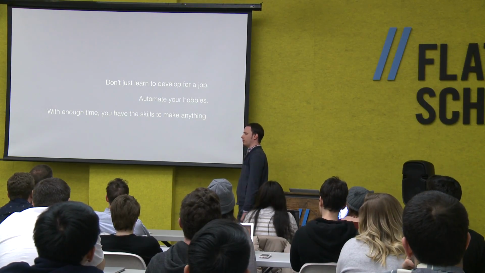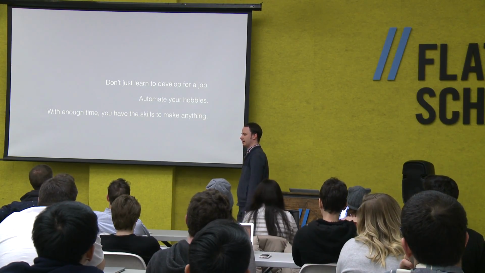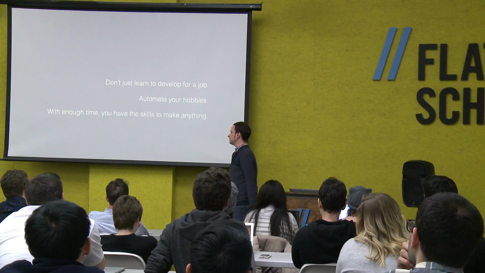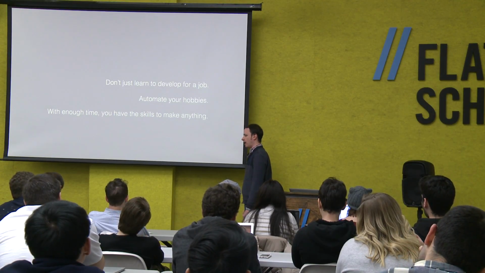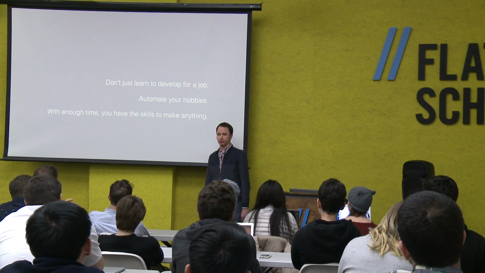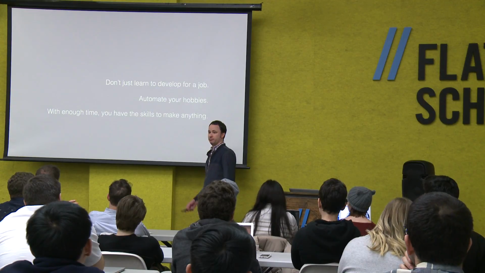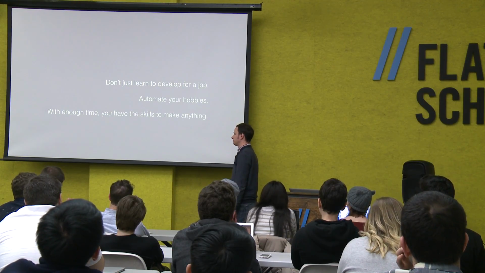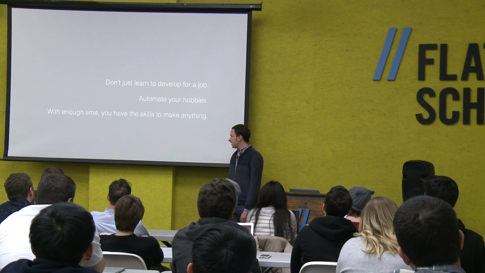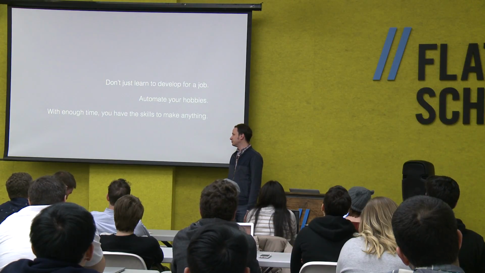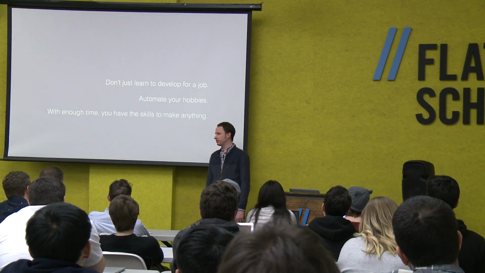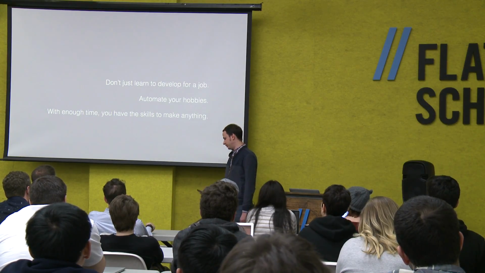So the cool thing about being at Flatiron and learning everything there and going out in the world and getting a job is that it doesn't stop at the job. I've been able to make applications for literally every single one of my hobbies. I've made apps for poker, I've made apps for geocaching, I've made apps for a bunch of cool stuff. So automating your hobbies is something that I would totally encourage all of you to do. And I always think about this, with enough time, you have the skills to make anything. It's true. When you have the tools of being able to develop, you can make pretty much anything.